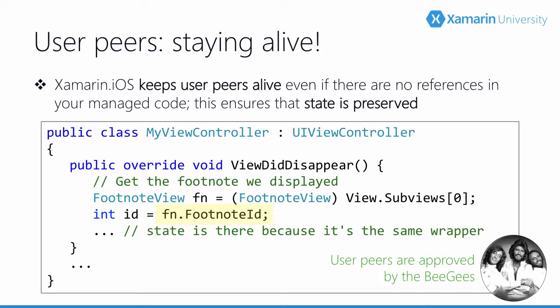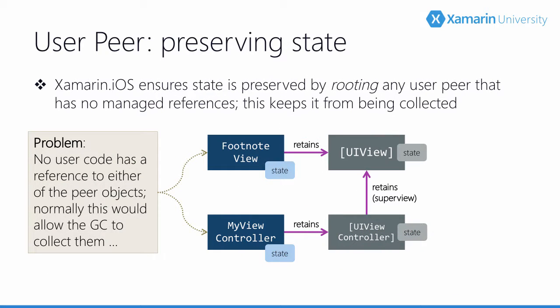and it's treated differently. So in this case, the garbage collector would keep the object around, it'll keep a reference to it, and therefore when we retrieve it from the subviews collection, all of our state will be there because it's exactly the same wrapper. So the same exact instance is kept around. Now here's the idea in a more graphical picture.